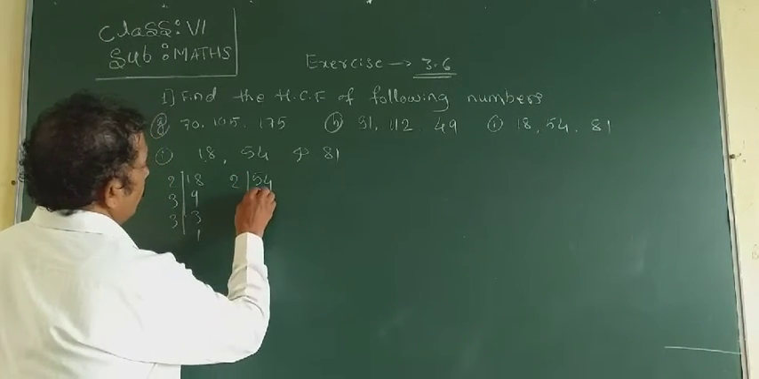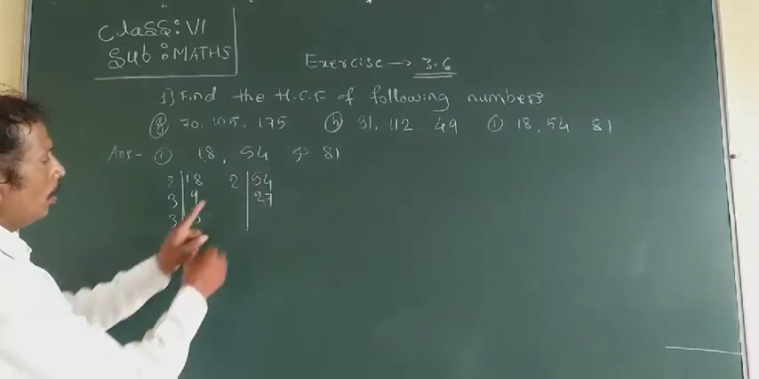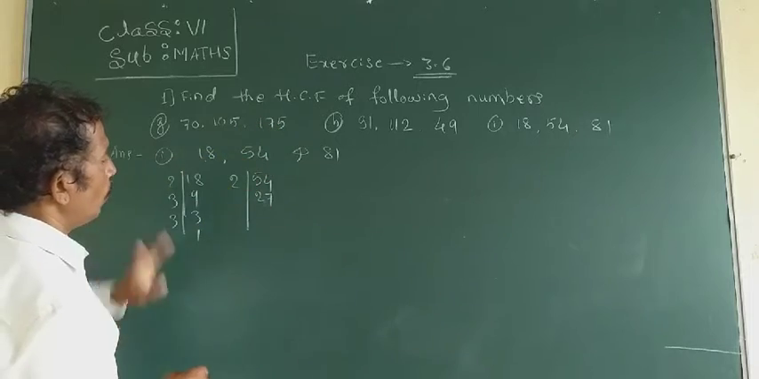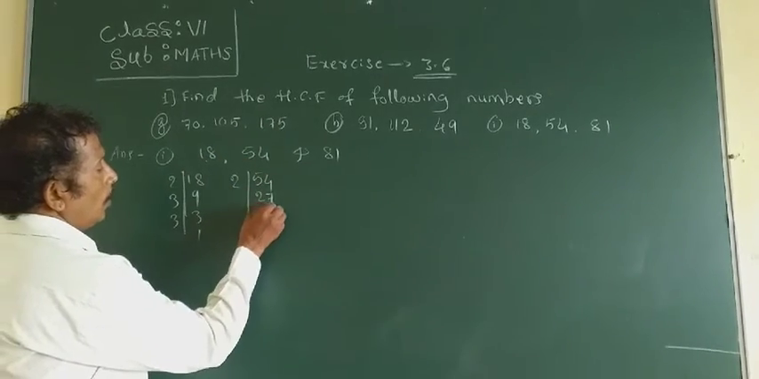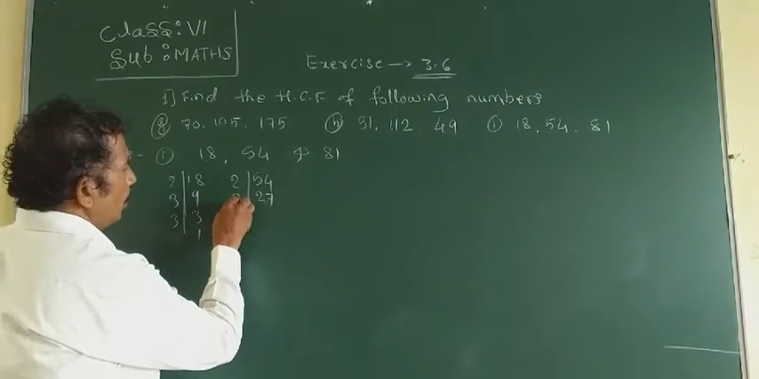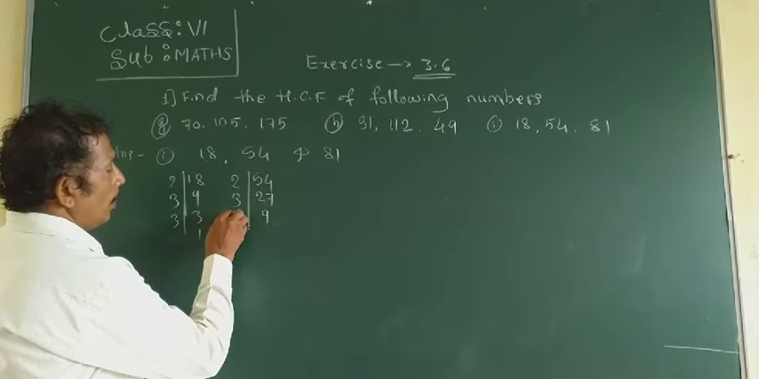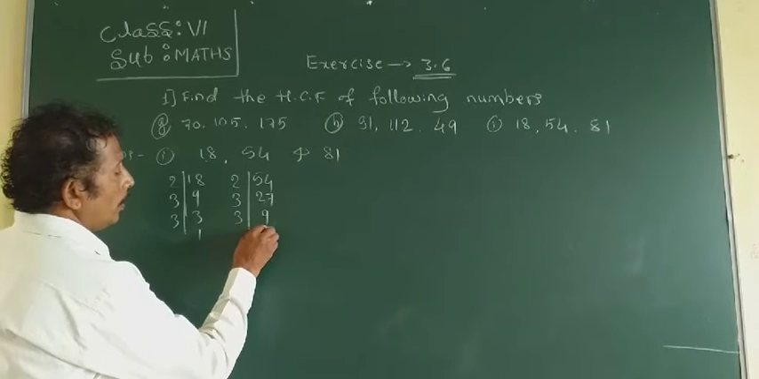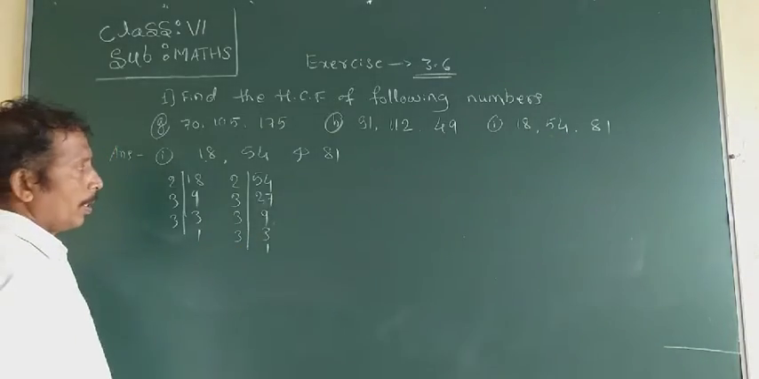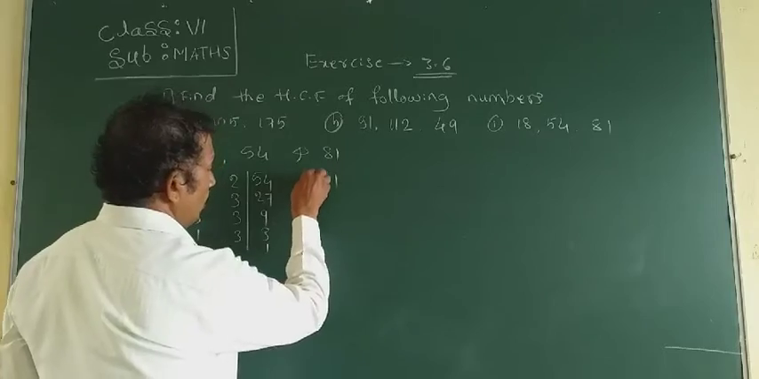2 2s are 4, remaining 1, then it is 14, 2 7s are 14. Now 27 is not divisible by 2. Take the next prime number 3. 3 9s are 27. Divide by 3. Once again 3 3s are 9. Then 3 1s are 3. Take the third number, it is 81.